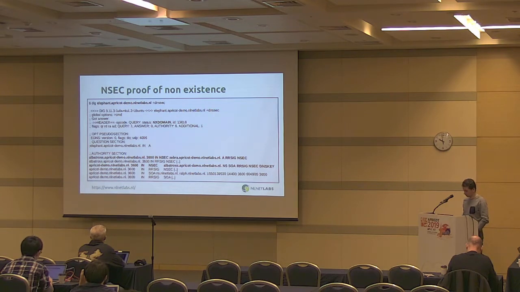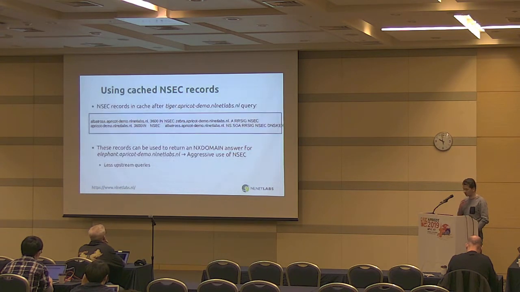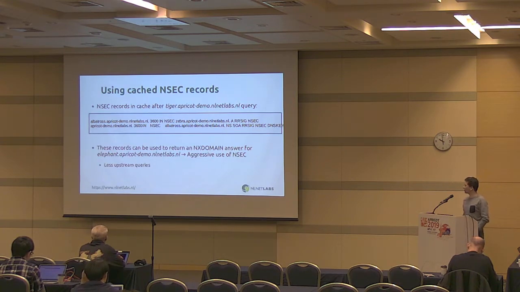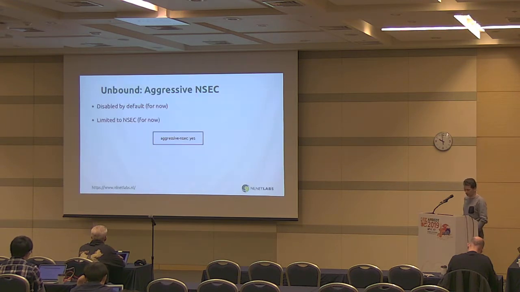But since those NSEC records are the same, we could also just look in our cache of NSEC records, see if we can use any of those cached records and then decide if we have to send a query upstream or not. So that is what's called aggressive NSEC. So in that way you make sure you send fewer queries upstream. In Unbound it's really easy to enable. You just say aggressive NSEC is yes. It's for now disabled by default, but I think in the future we will enable it by default.